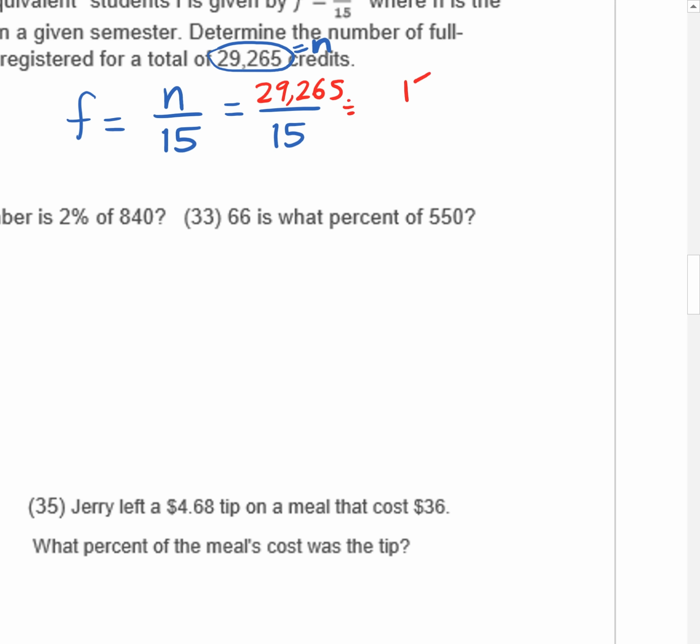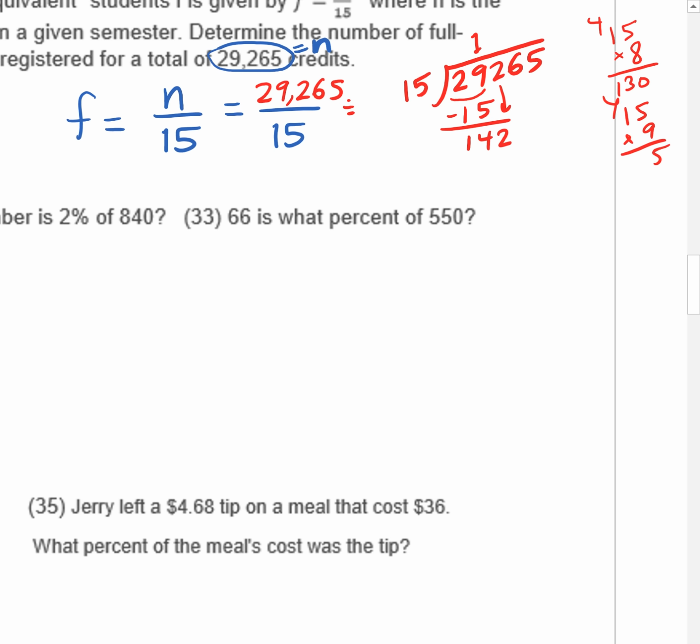That's really 15 divided into 29,265. Okay, 15 can't go into 2, but it can go into 29 once, with 14 left over. If I bring down the 2, what's 15 times, I don't know, 8? Ooh, that's getting pretty close, huh? Maybe I'll try 15 times 9 just to be safe. Ooh, that's close. All right, it must be 9. 15 goes into 142, 9 times. 15 times 9 is 135. If I subtract, I'm left with 7.